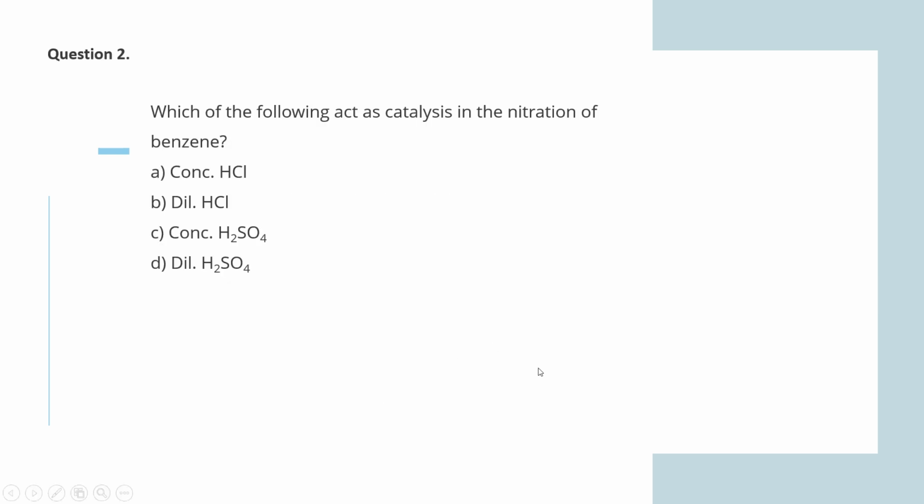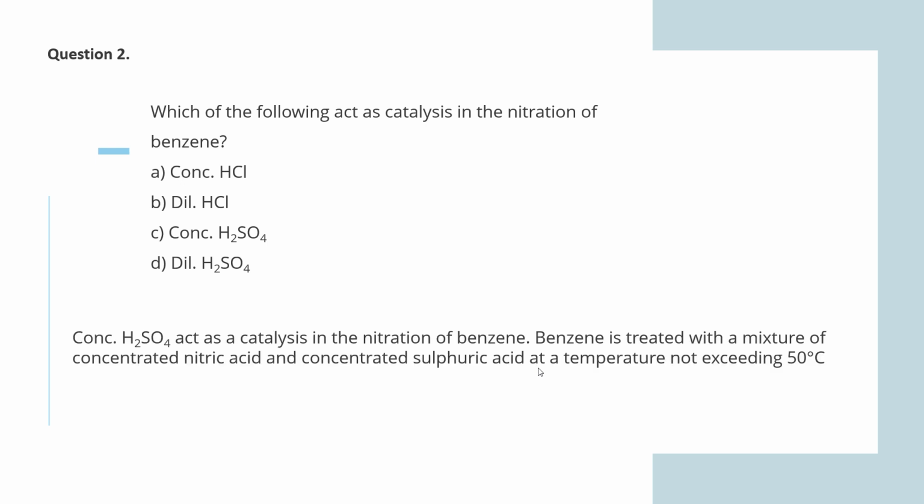Next question is again a very simple question from the theory part. Which of the following act as catalyst in the nitration of benzene? We know that in nitration reactions, we use two types of acids. So you have to memorize or figure out which acids and in what concentration we use those acids for an efficient nitration reaction. Always remember, we use concentrated H2SO4, concentrated sulfuric acid, as a catalyst in the nitration of benzene.